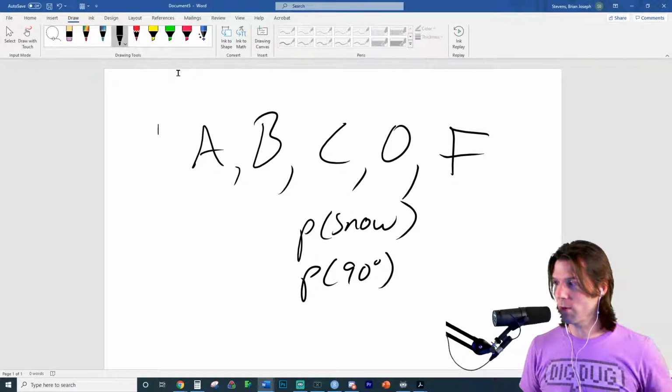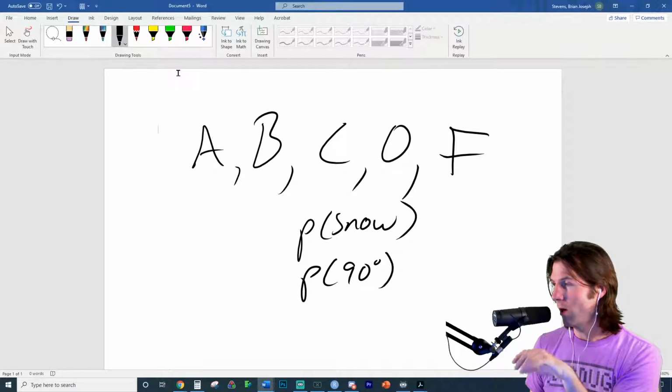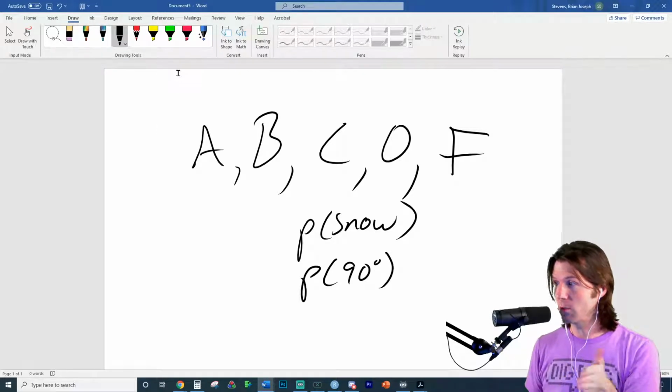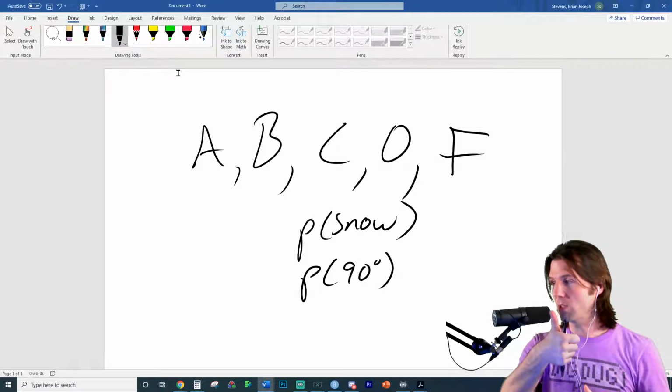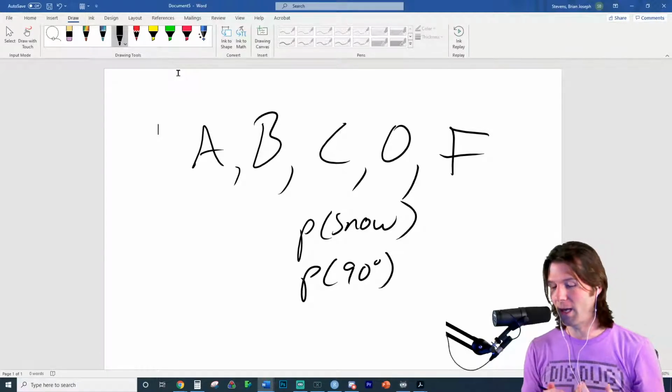Bingo, Charlie's right. Yes, because it can't snow if it's 90 degrees. So these right here are disjoint events because if it's snowing, it can't be 90 degrees. If it's 90 degrees, it can't be snowing. So if you know it's 90 degrees out, you know it cannot be snowing. If you know it's snowing, you know it cannot be 90 degrees out. I don't think there's any hypothetical world where that would happen.